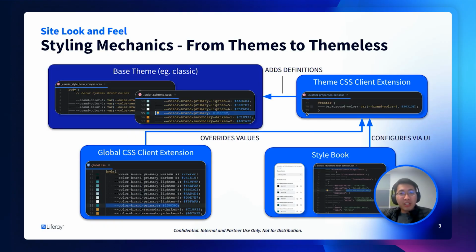Then after the definitions are set, and all of these are totally optional, you can define tokens through the Theme CSS client extensions, and then you can use them from within a style book. Now, the global CSS injects and overrides values that are defined within either your client extension or your base theme, but then the non-overridden styles can be configured through the style books. So let's take a look at this in practice.